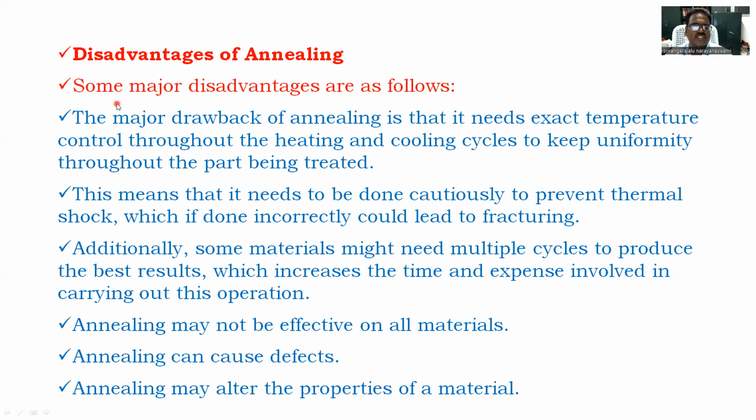Some major disadvantages are as follows. The major drawback of annealing is that it needs exact temperature control throughout the heating and cooling cycles to keep uniformity throughout the part being treated. This means that it needs to be done cautiously to prevent thermal shock, which, if done incorrectly, could lead to fracturing. Additionally, some materials might need multiple cycles to produce the best results, which increases the time and the expense involved in carrying out this operation.